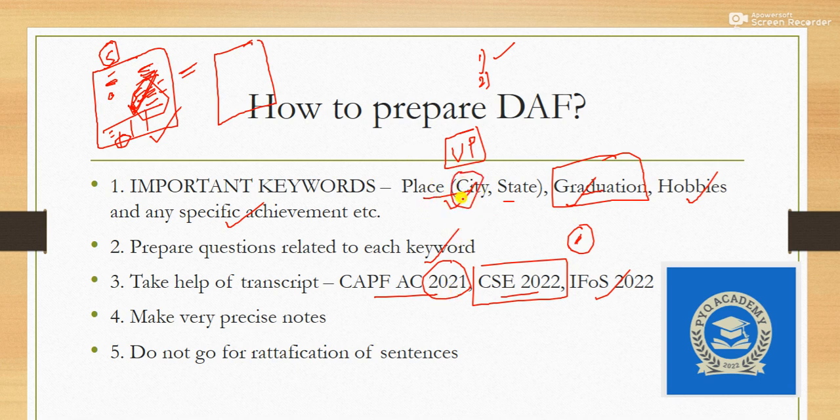Suppose you are from, let's say, Ghaziabad or Lucknow or Kanpur, just search Ghaziabad. There can be some student from Ghaziabad, so see which kind of question was asked to him or her with respect to Ghaziabad. Similarly, you can do this with hobbies and specific achievements in different fields. In this way you have to proceed. And believe me, unless they ask some random question, you will get 80 to 90% of the questions you had prepared.